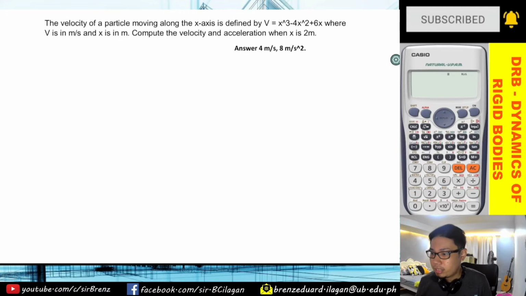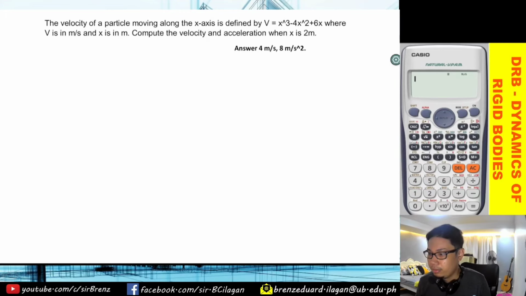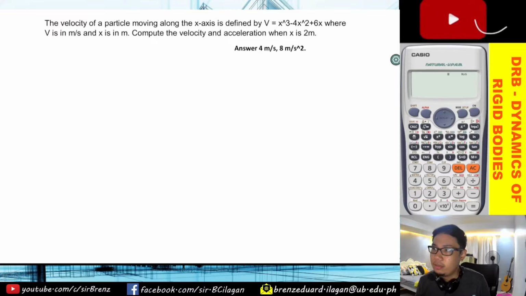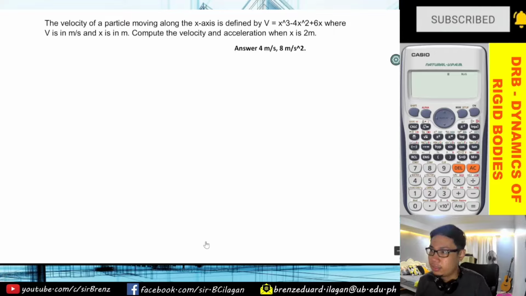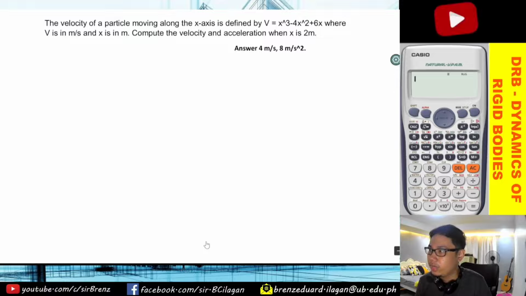Okay, so for our next problem, basahin ulit natin. The velocity of a particle moving along the x-axis is defined by v is equal to x cubed minus 4x squared plus 6x, where v is in meter per second and x is in meters. Compute the velocity and acceleration when x is 2 meters.